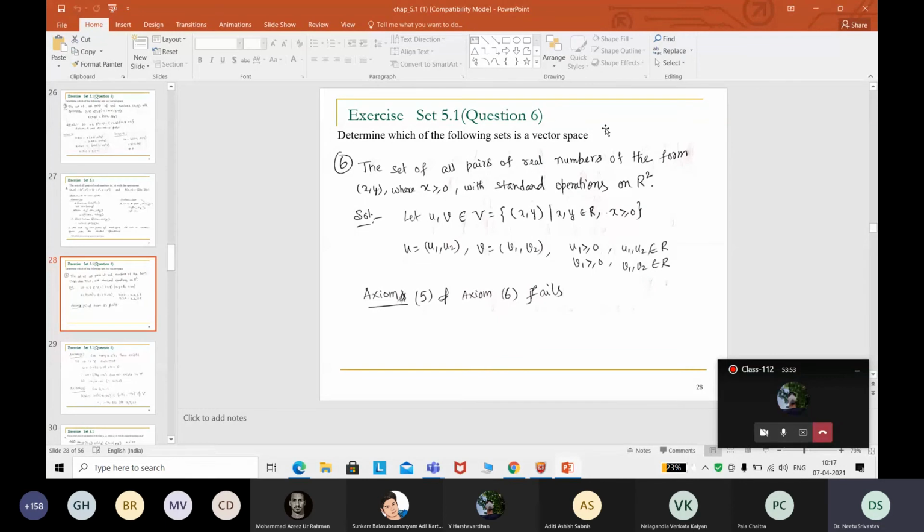They are telling standard operations, right? So standard operations means why axiom 6 will fail: when you are multiplying k with the vector x comma y, standard operation says kx comma ky. But what if k is negative? The first slot element is going to be negative. But here the set is defined with x greater than 0. It means the resultant will not be in the set. You will not get the element in the set back.